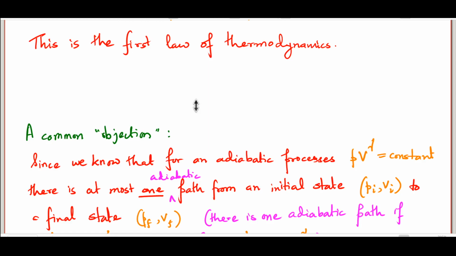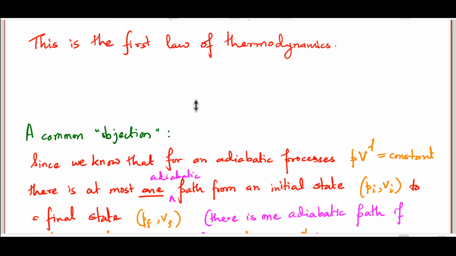Granted that the adiabats for other systems may be different, but if we stick to an ideal gas, then what we see from this equation is that there is at most one adiabatic path from an initial state PiVi to a final state PfVf. If PiVi^γ is equal to PfVf^γ, there is a unique curve which we can plot obeying PV^γ equal to constant from PiVi to PfVf.